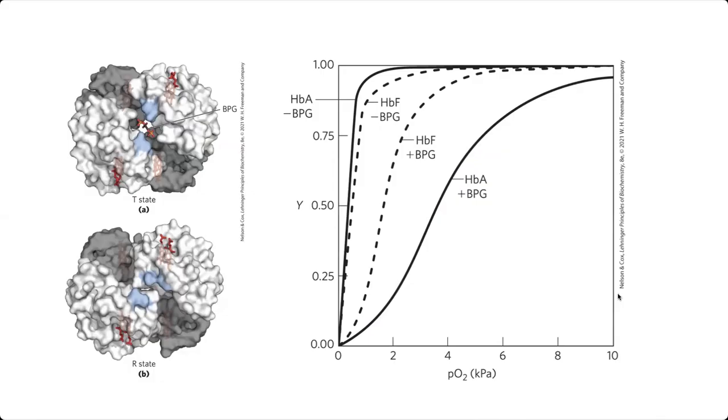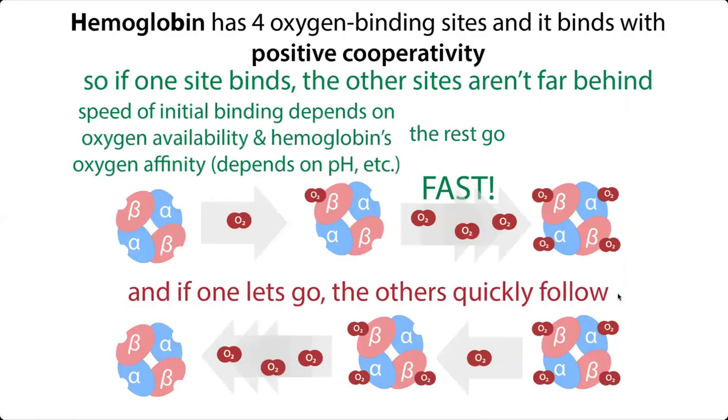Going back and thinking about our hemoglobin, we have those 4 subunits, 4 binding sites for oxygen, and oxygen binds cooperatively. With positive cooperativity, meaning that if one oxygen binds, then the other sites bind quicker, and if one lets go, then the rest are going to let go.